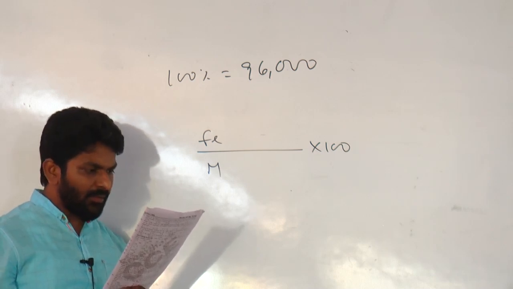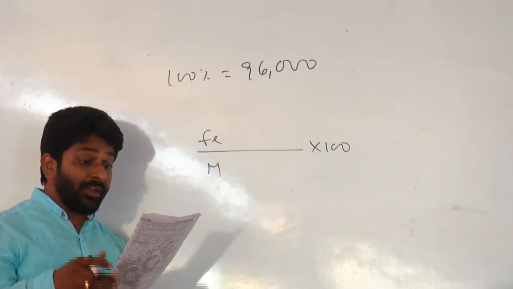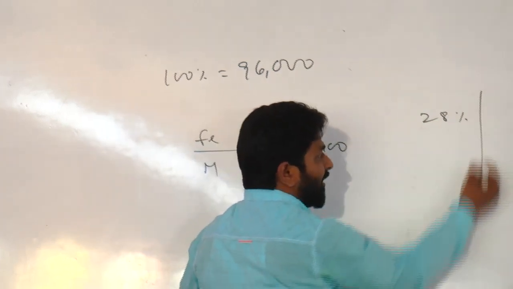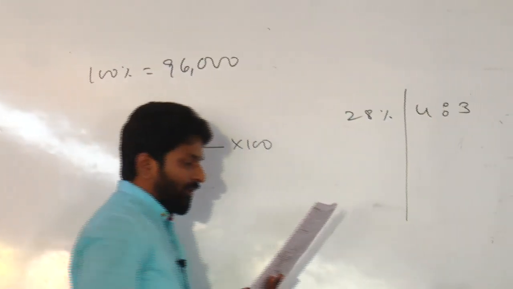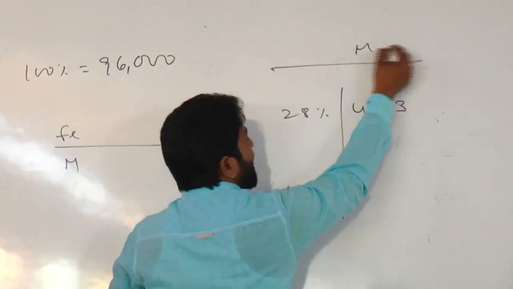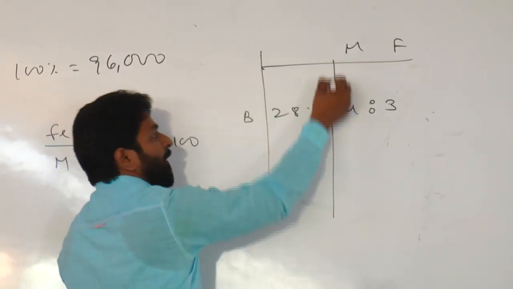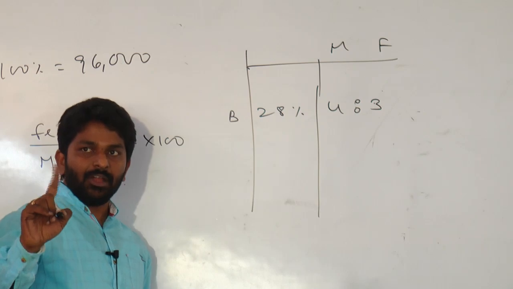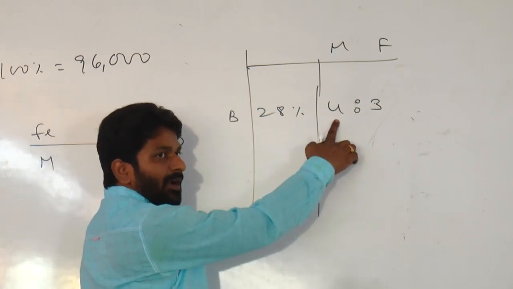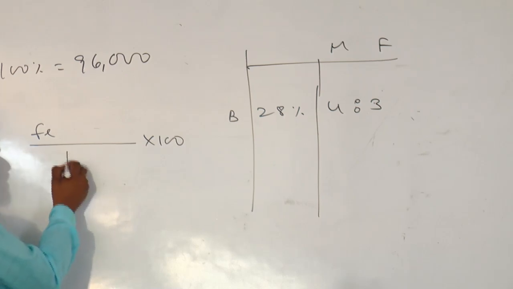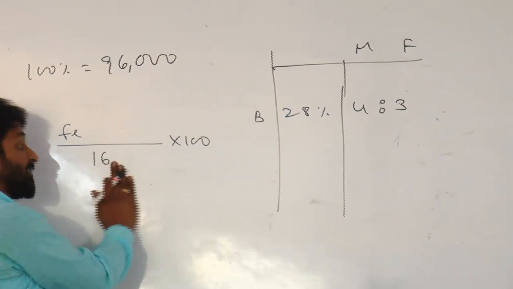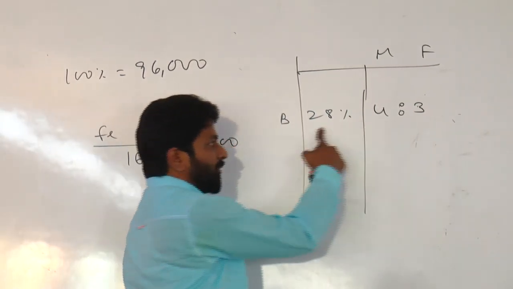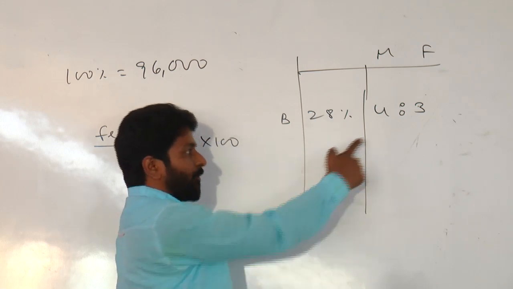Only B, 28%, and again you need to take only male. So 28% is divided in a 4:3 ratio, male and female, for B. Total how many parts do we have? 7 parts is equal to 28%. Each part occupies 4. We have male 4 parts, that is 16. So let me discuss only in terms of 16%. Because 7 parts is equal to 28%, 1 part is 4%, 4 parts is 16%.